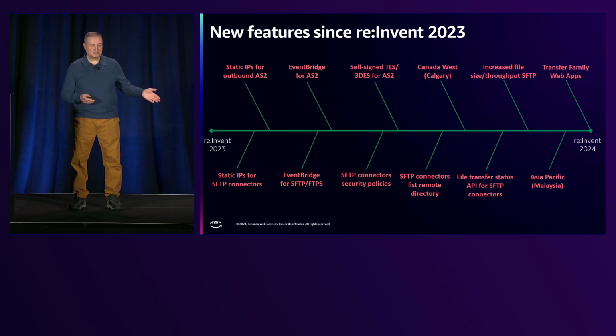We introduced the two APIs that I just spoke about. And from the regional point of view, we launched Transfer Family in the Canada West and in the Malaysia regions. And last but not least, we launched web apps two days ago for easy access to data stored in S3 for non-technical users.